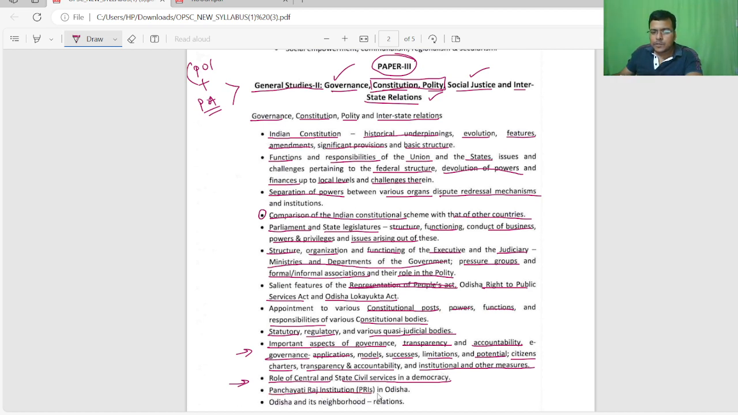Panchayati Raj institutions in Odisha. Odisha and its neighborhood relation. Yes, this is important. This is current affairs, we can say.